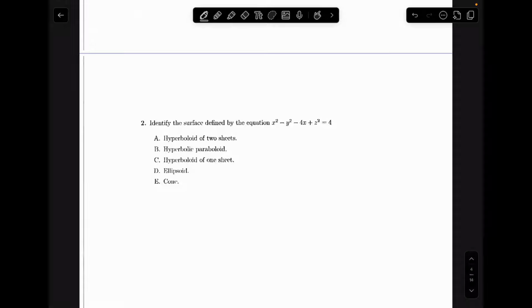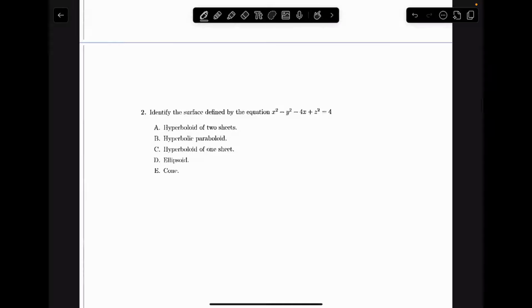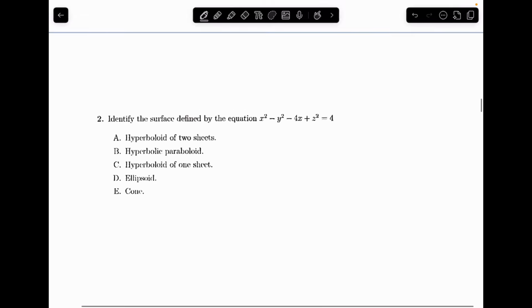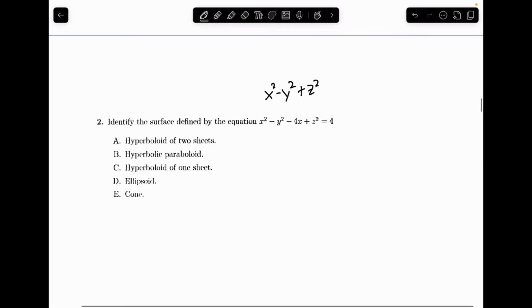Question 2: identify the surface defined by the equation x squared minus y squared minus 4x plus z squared equals 4. This question is kind of tough if you don't know your quadric surfaces. As a general rule, if we have something like x squared minus y squared plus z squared, we're likely looking at a hyperboloid of one sheet because we only have one minus sign. If we had two minus signs, we're probably looking at a hyperboloid of two sheets. That's a quick way of remembering that.